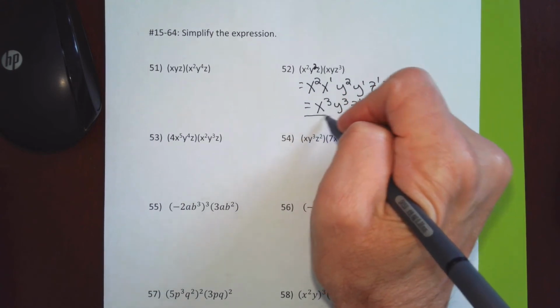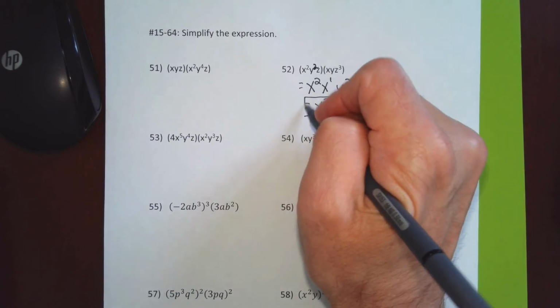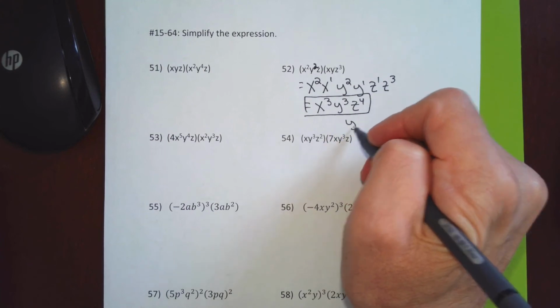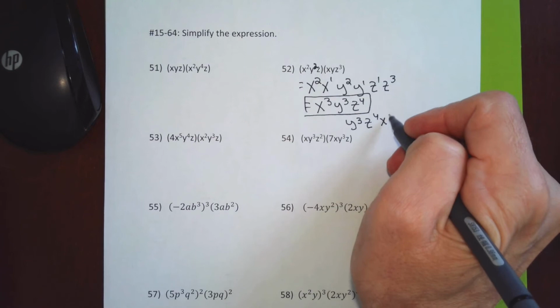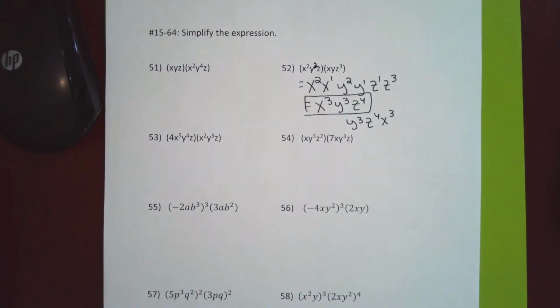This isn't the only correct answer because multiplication is commutative. I could have said this is y cubed, z to the fourth, x cubed, but it's customary, if there's more than one variable, to write the variables alphabetically.